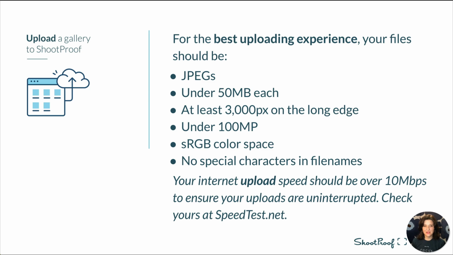Let's get started with uploading. Your files need to be JPEGs that are under 50 megabytes each. We recommend that they be 3000 pixels on the longest edge, and they need to be under 100 megapixels. Regardless of whether you're going to have these printed or not, they do need to be uploaded in the sRGB color space. For best uploading experience, your internet upload speed should be over 10 megabytes per second. If you're not familiar with your upload speed, you can always go to speedtest.net to check it.